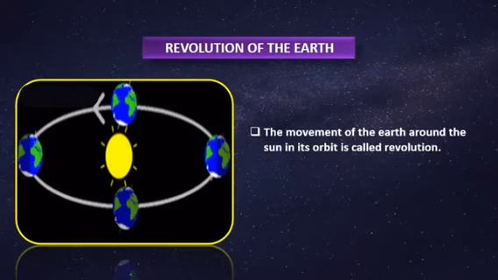I'll repeat. The movement of the earth around the sun in its orbit is called revolution. You have already learnt what is an orbit. An orbit is the circular path in which planets revolve around the sun. So, the Earth's movement around the sun is called revolution.